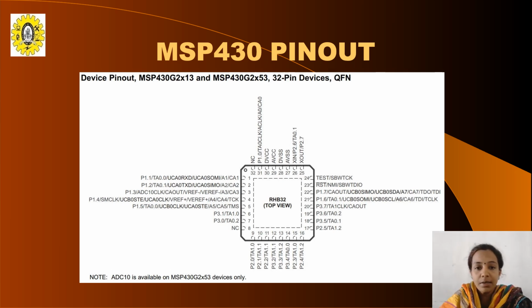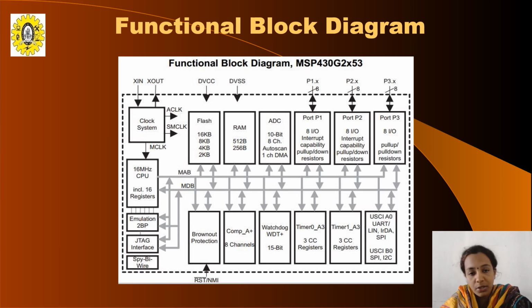So this is a 32 pin device in MSP430. Here we have port 1, port 2 is there and port 3 is there. So this is a functional diagram of MSP430 where we will be having the clock system.